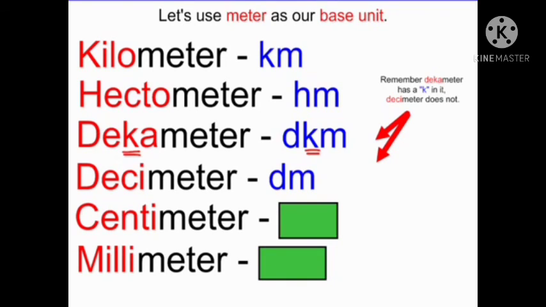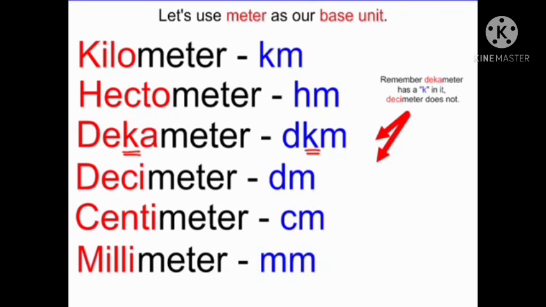Centimeter, that's easy, would just be C for centi and M for meter. And millimeter is MM, M for milli and M for meter.